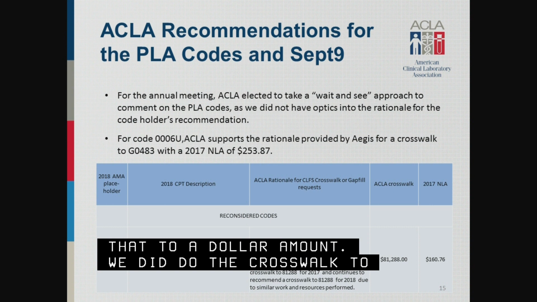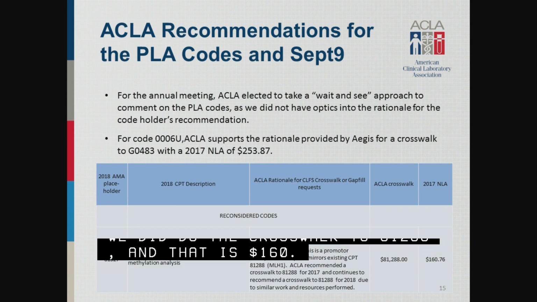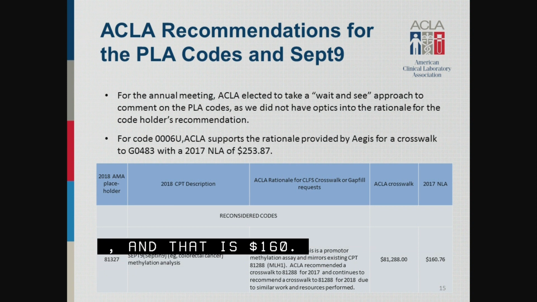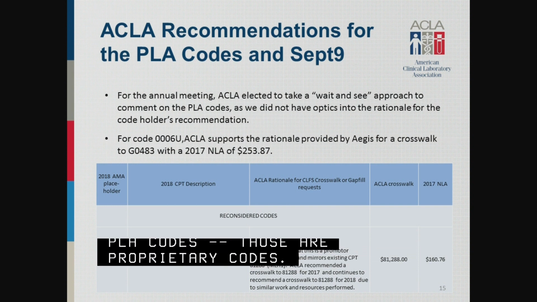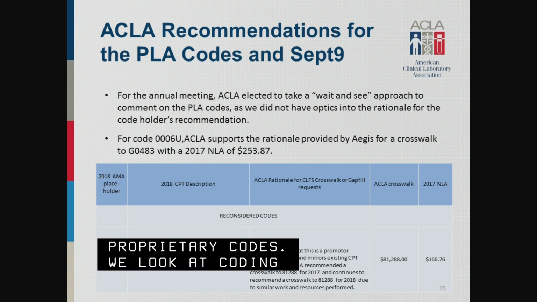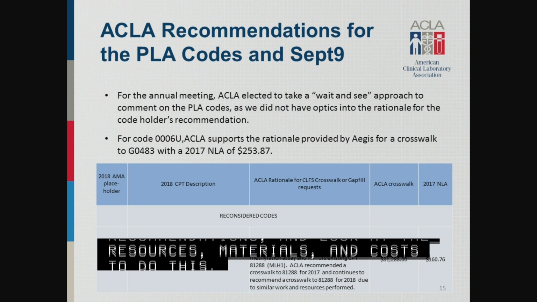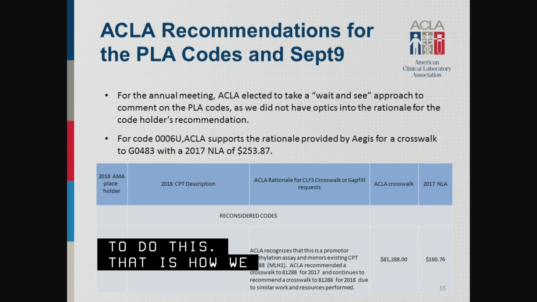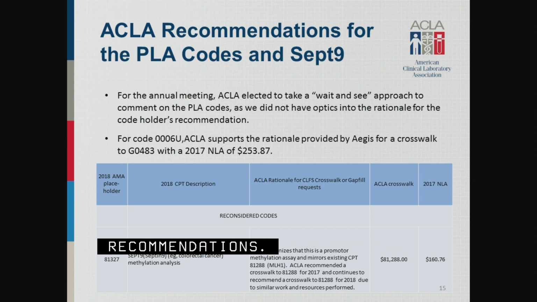So now I'll go back up, now that we've gotten off that number, and talk about generally how we as an association approach the PLA codes. Those are proprietary codes, right? And when we look at coding and pricing recommendations within our committee, we poll membership and look at what the resources, materials, costs, et cetera, are to do this. And that's how we come up with our recommendations. For proprietary codes, if they're not in our membership, or we hadn't received the information in time to make a recommendation, we didn't feel it was appropriate for us to weigh in on those.